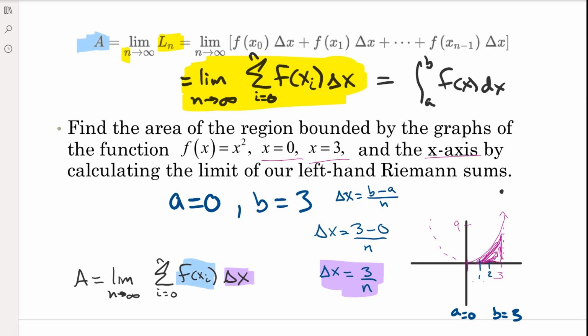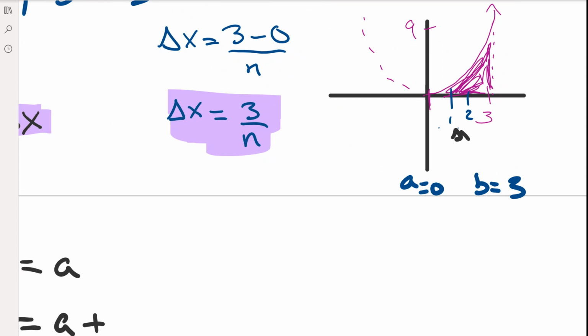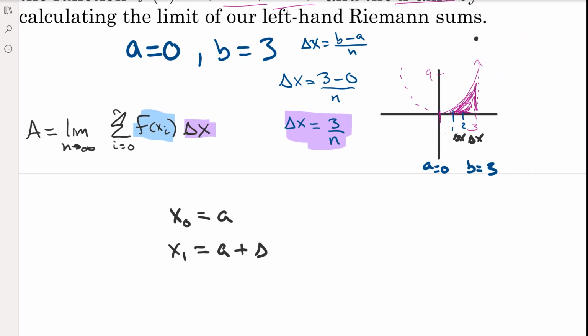Now we need to find our f of x sub i. And this is a little bit tricky. What we're going to say here is our x sub i, whichever one it is. Well, let's think about what x0 is, the first one we look at. Isn't this just equal to a? And then our second term, x1, well, that would be a plus, and what would it be? I think that would be, wait a second, the gap is, isn't that change in x each time? So we actually add a change in x every time we add another one.